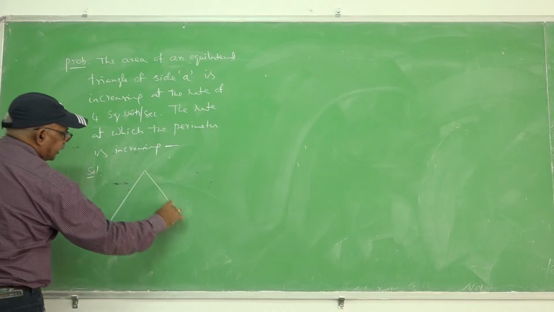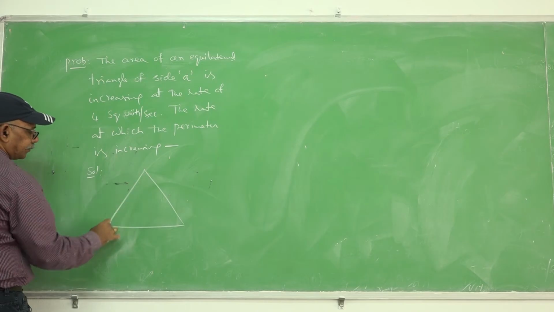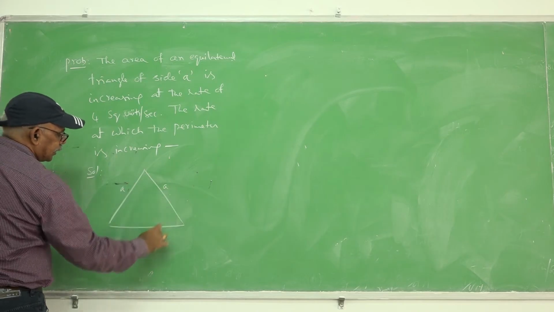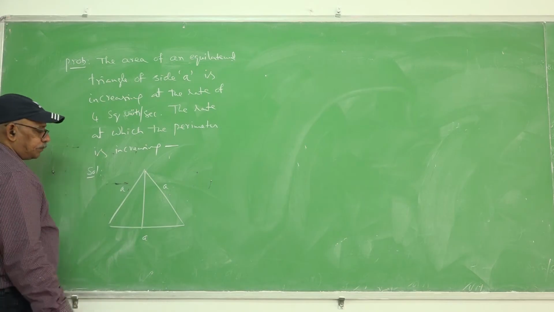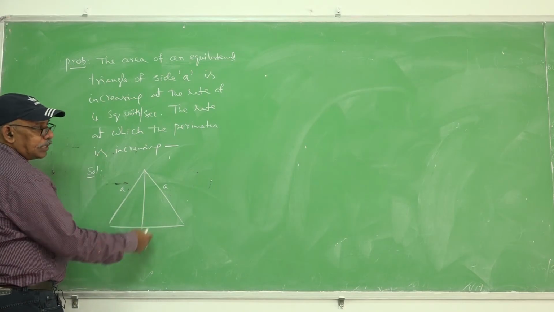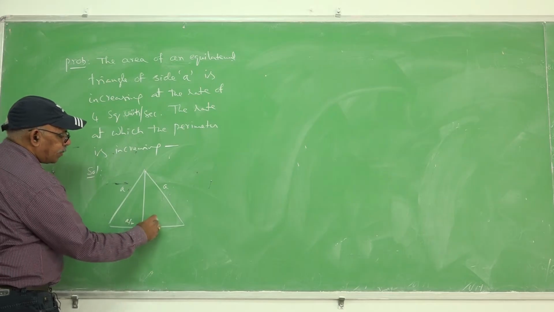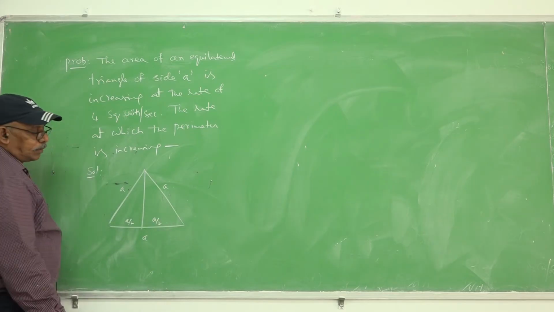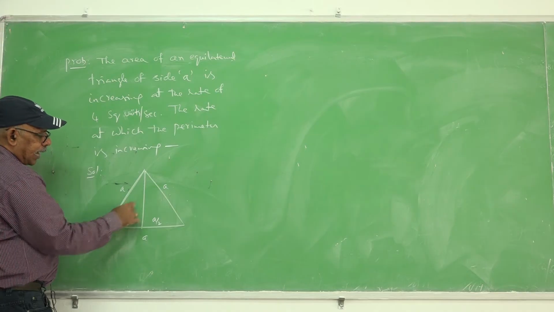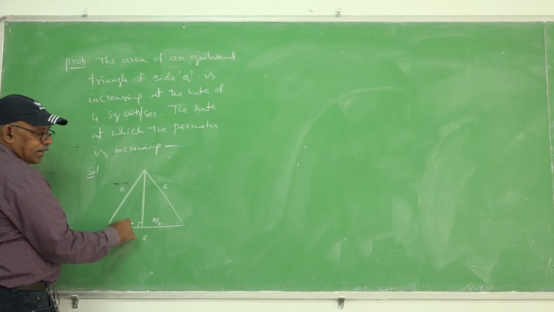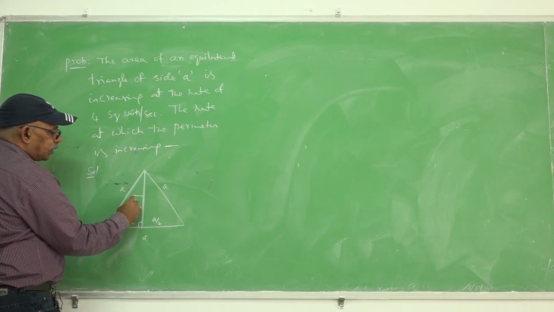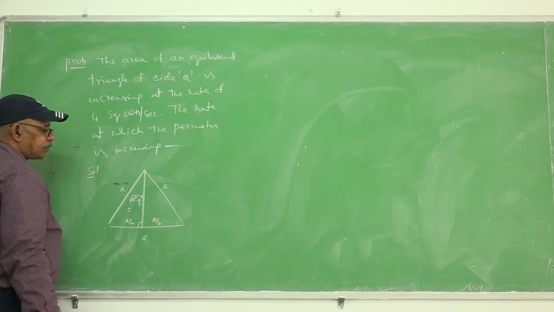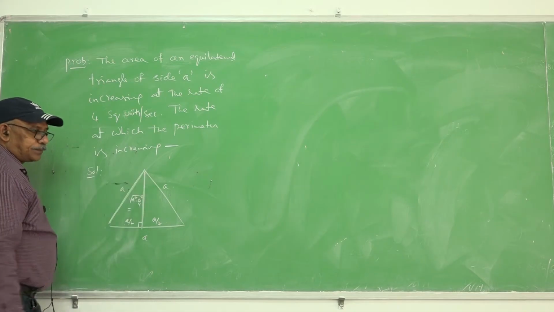Let us suppose this is an equilateral triangle of side A. That means this is A, this is A, this is A. Once you drop the perpendicular from the vertex to the base, it bisects the base in the equilateral triangle. Hence, this is A by 2 and this is A by 2. This is clearly H equals square root of A square minus A square by 4. You can find H.